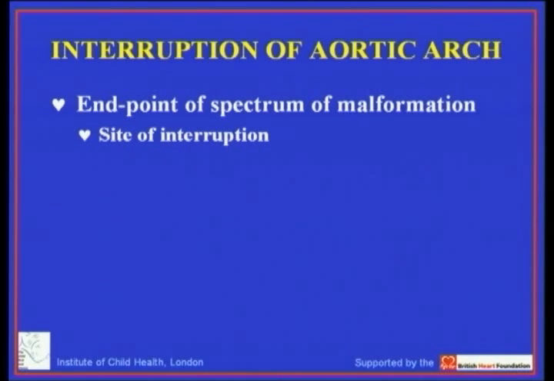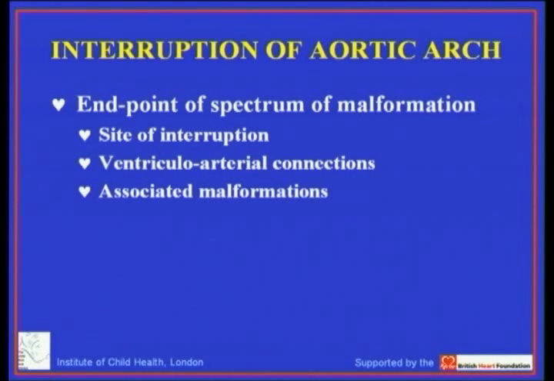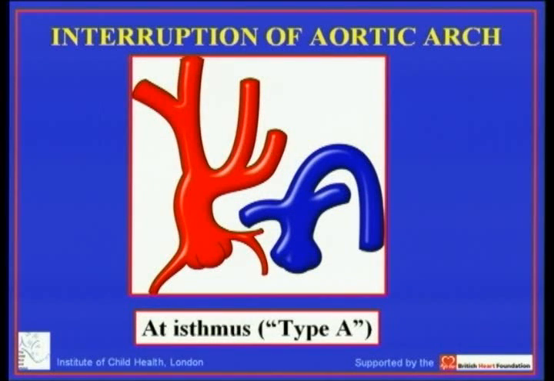And the importance of interruption is first, where within the arch does the interruption occur? Second, what are the specific ventricular arterial connections? Because we can find interrupted arch with concordant connections, discordant, double outlet, and as you have also seen, with common arterial trunk. But perhaps most importantly, associated malformations.